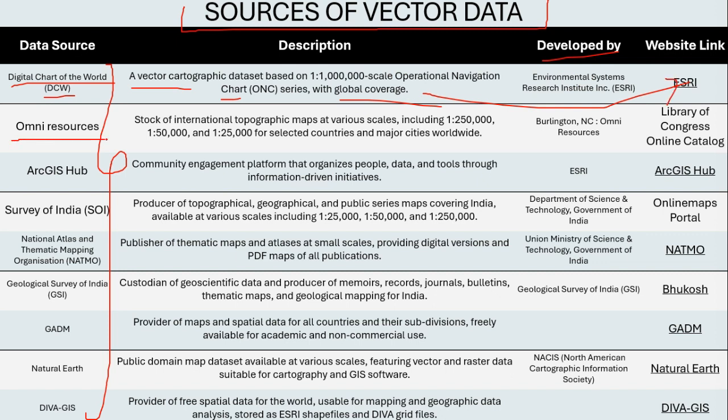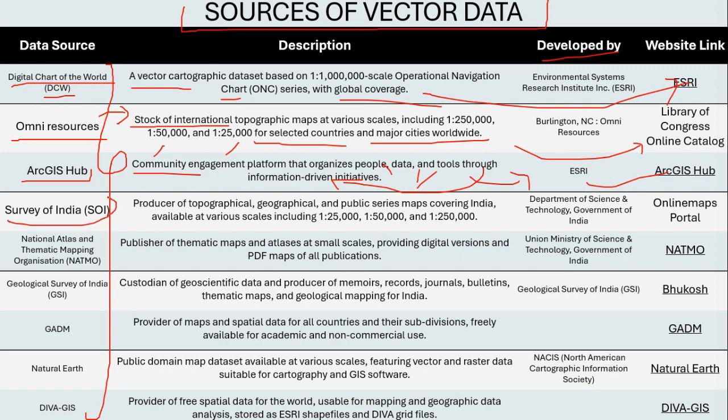Then there is a data source from Omni Resources. In Omni Resources there is a stock of international topographic maps at various scales, including 1:250,000, 1:50,000, 1:25,000 for selected countries and major cities worldwide. The topographic maps are available. It is developed by Omni Resources, Burlington, NC, and you can get these data sets at the Library of Congress online catalog. Then we have the next data source, ArcGIS Hub. It is a community engagement platform that organizes people, data and tools through information driven initiatives. It is also developed by Esri, and you can get data from the ArcGIS Hub website.